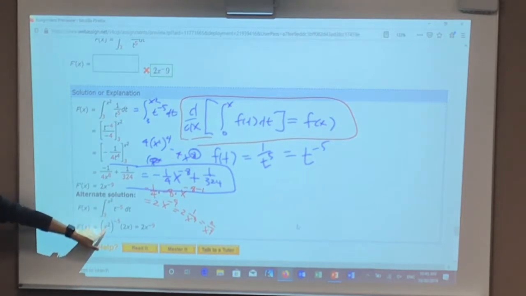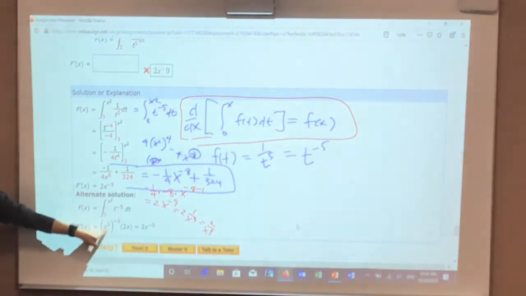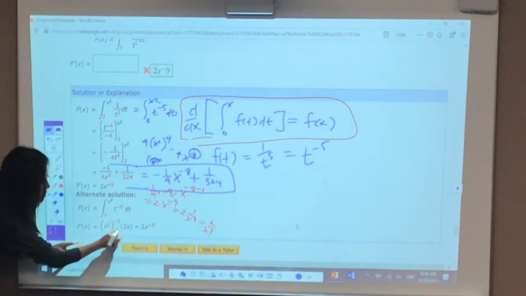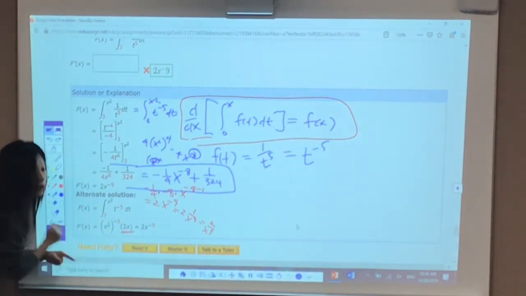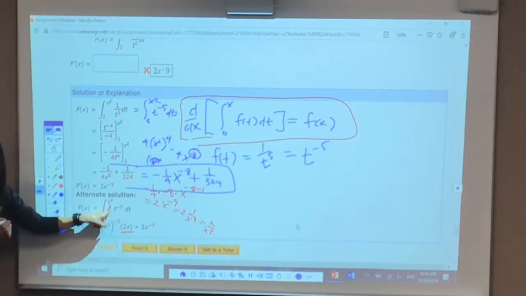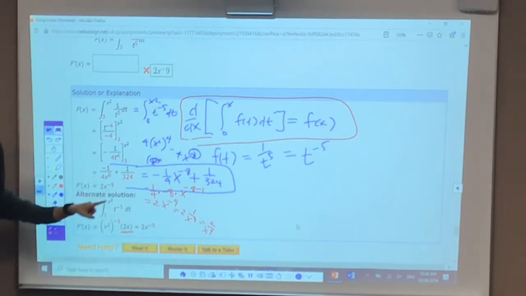So does everybody understand? This is x squared. I'm replacing t with what? X squared to the negative 5th power, right? Now what do you have to multiply? 2x. Where does the 2x come from, class? X squared. Did you get the same answer? Wow. Yes. So which one is easier for you?